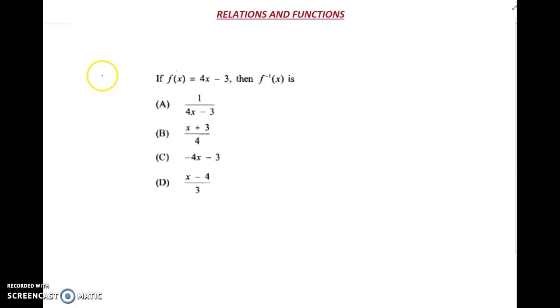And now the last question for our video. f of x is equal to 4x minus 3. We want to find this thing here. Some of you may not know what it is, but this is called the inverse of f of x. Inverse of f of x.